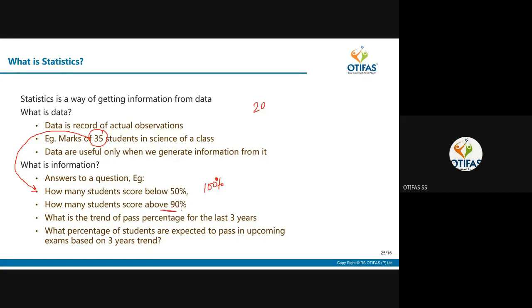Similarly, can I get a 100% correct result here? Yes, sir. I know that suppose 5 students scored above 90%. I can say out of 35, 5 students. So that's correct from the data, 100% right. And what is the trend of pass percentage for the last 3 years? I have 3 years data. In that case, can I get a 100% result here? Yes, sir, the trend will be based upon our data sets only. But what about the expected pass percentage in the upcoming exam? Can I give a 100% right answer here? No, sir, you cannot.